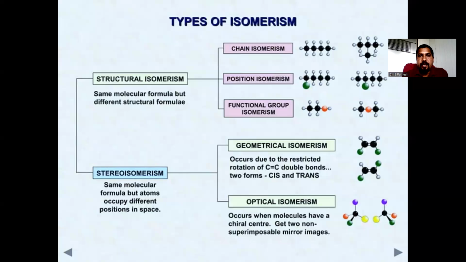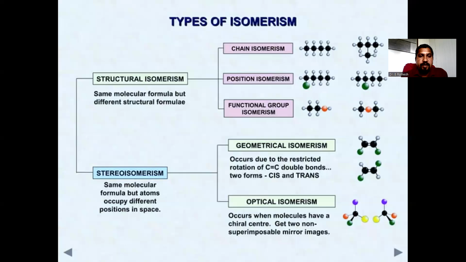First, the types of isomerism. We classify isomerism into two categories: one is structural isomerism and the other is stereoisomerism. Under structural isomerism, it is further classified into chain isomerism, positional isomerism, functional isomerism, metamerism, and tautomerism. So what is structural isomerism? It is defined as organic compounds that have the same molecular formula but differ in structural formula.